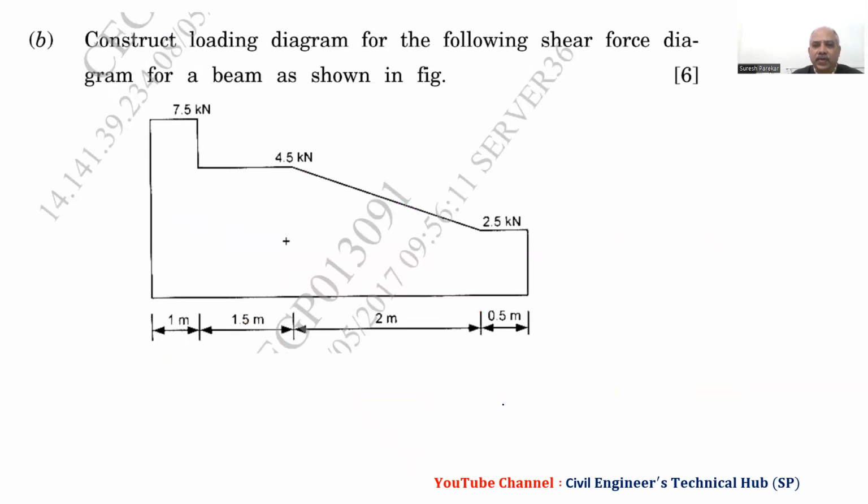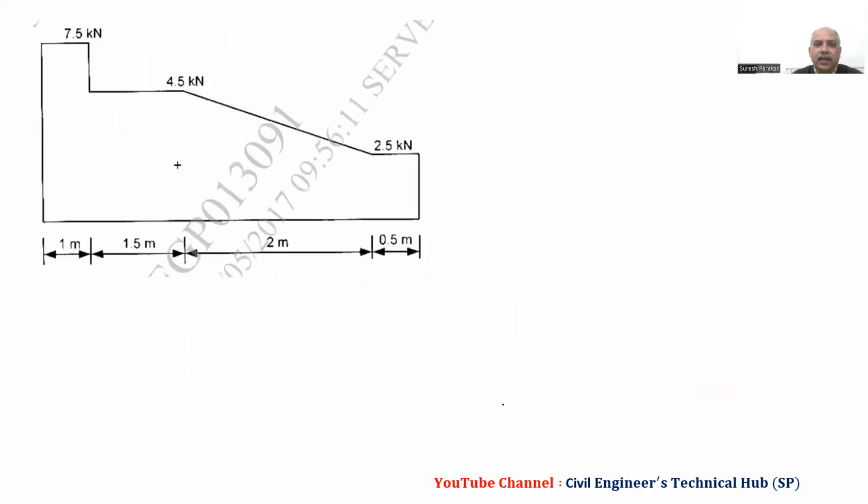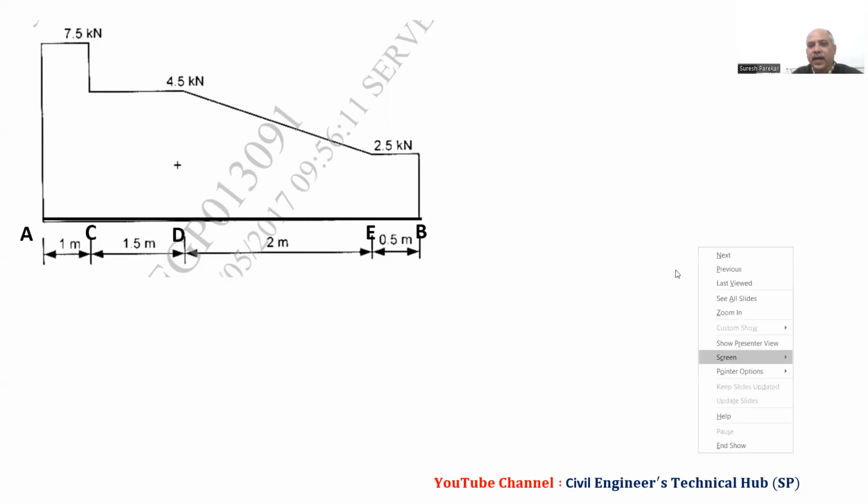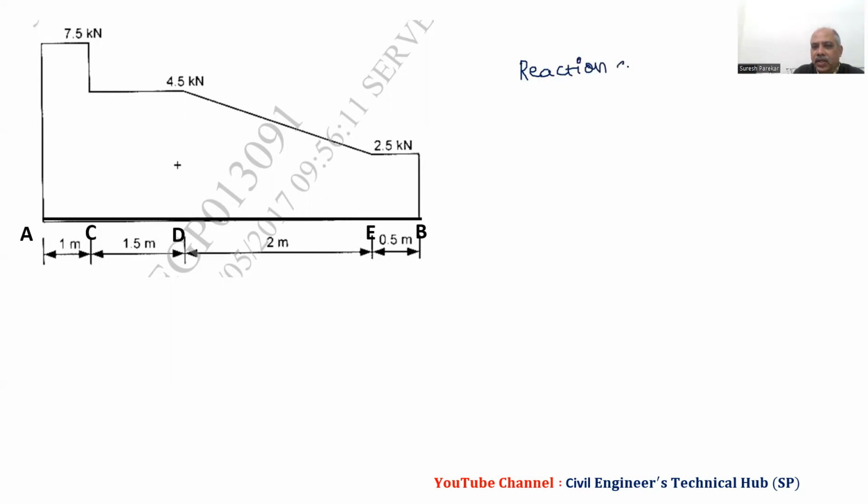Construct the loading diagram. We have been asked only for the loading diagram. We have marked these points A, C, D, E, B. Now we have two formulas that we have already seen. One, for a vertical line we have a reaction or concentrated load. And for a linear line, we have UDL.